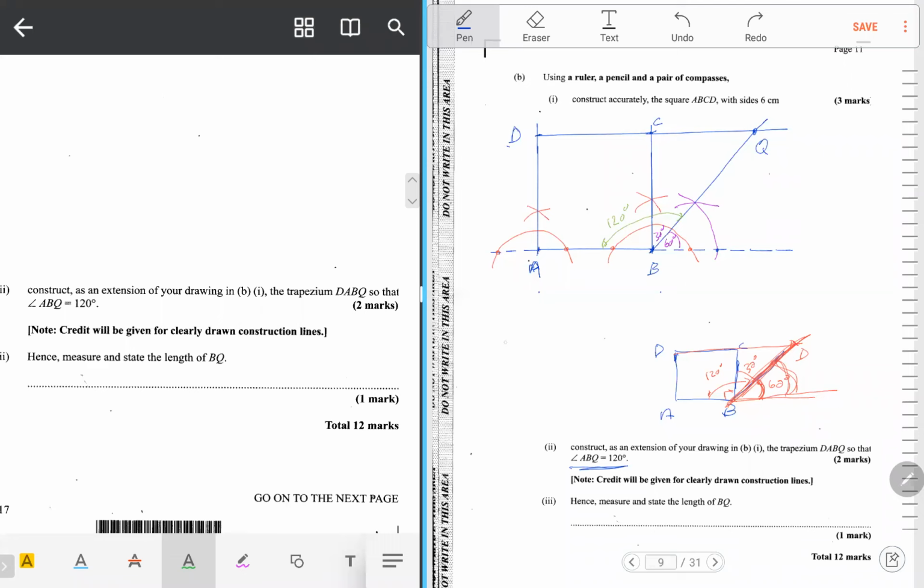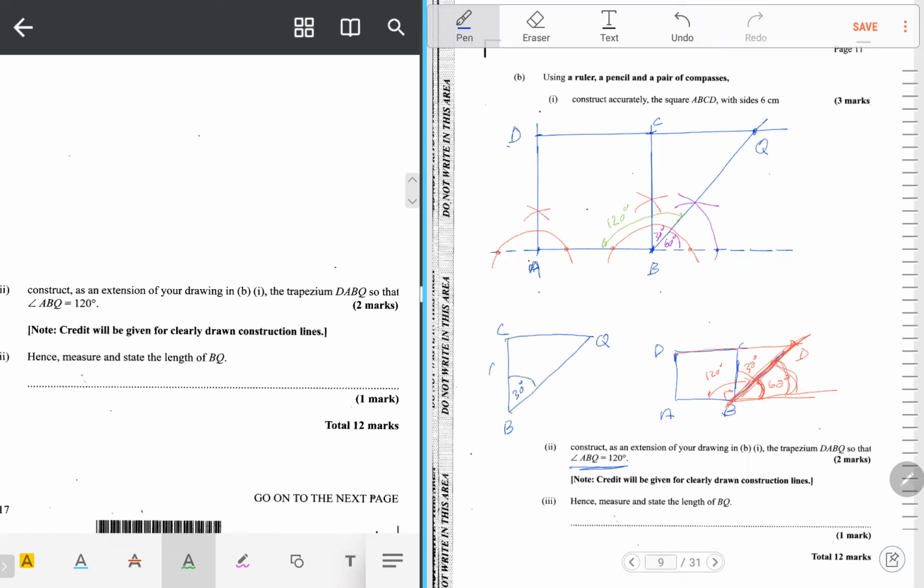Now remember, if you look at the triangle that we have here, this is B, this is C, and this is Q. That is this triangle here that I'm drawing. Right? Remember that this angle is 30 degrees.